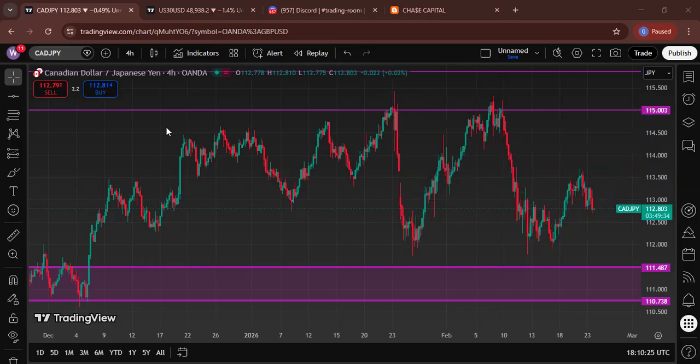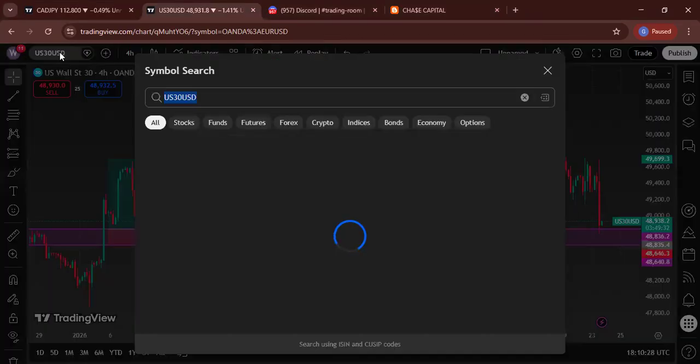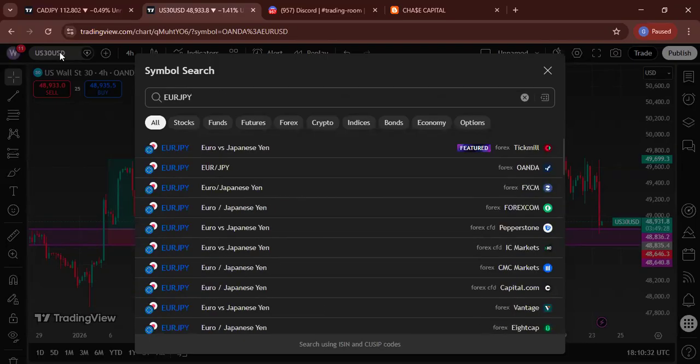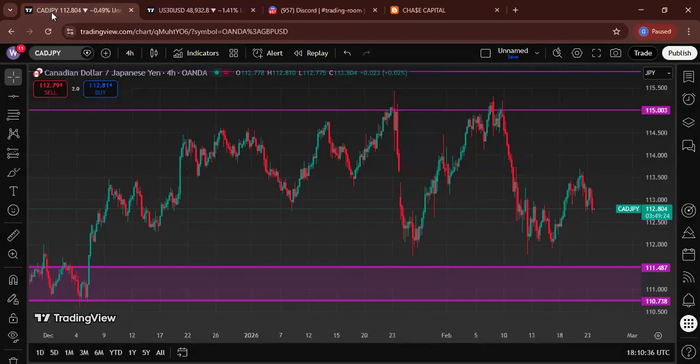That is on CAD JPY, then Euro JPY. Is it safe to take an entry there, or just wait for it to go? Because I have limits, sell limits. Sell limits or buy limits? Sell, and when it reaches the supply, I swing it down.